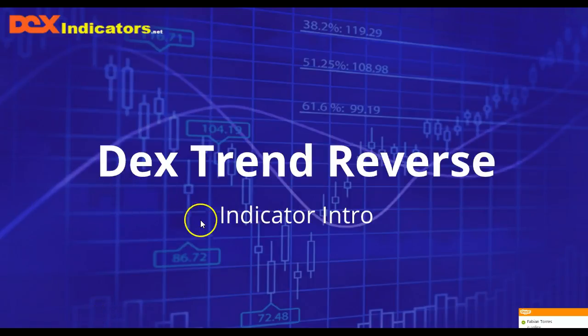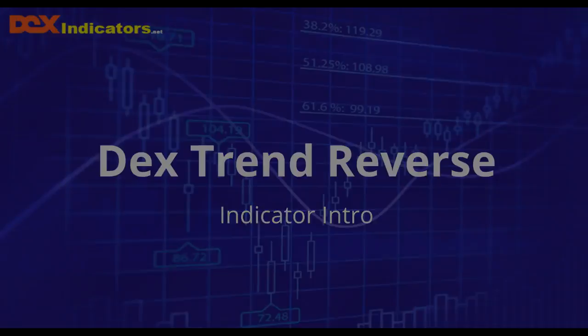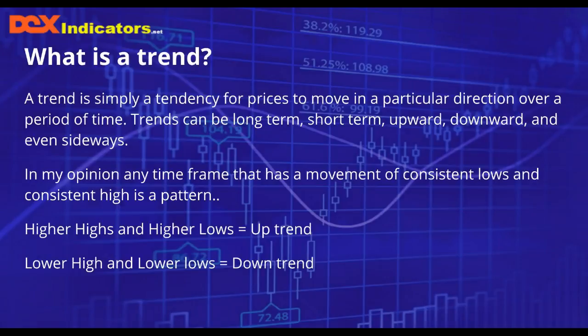This is the Dex Trend Reverse system, the indicator intro. Let's have a look. All right. Basically, what is a trend? A trend is simply a tendency for prices to move in a particular direction over a period of time. Trends can be long-term, short-term, upward, downward, and even sideways.